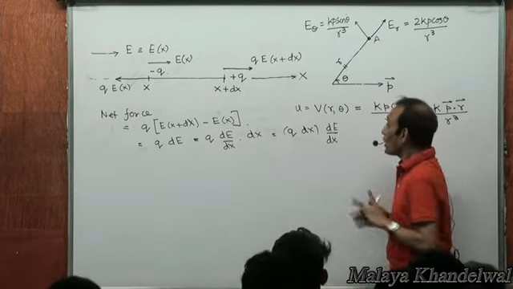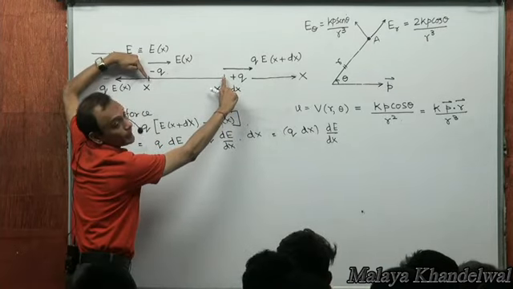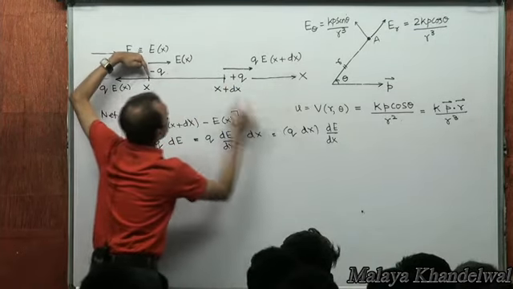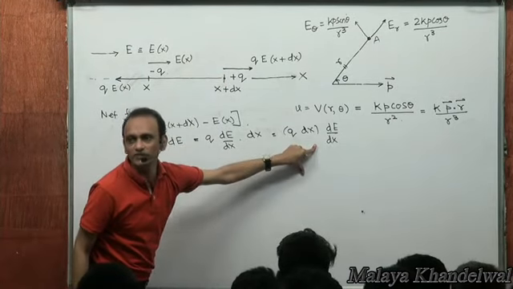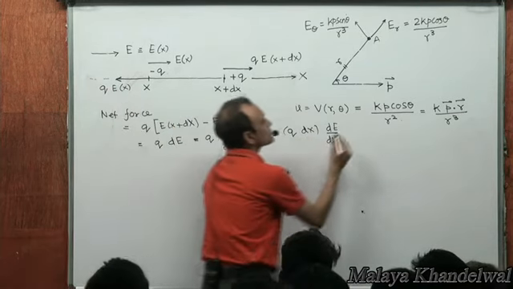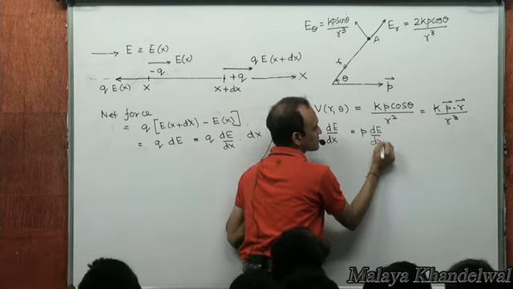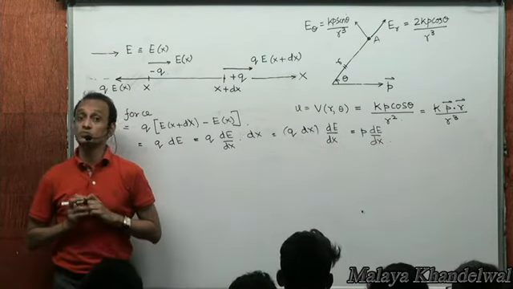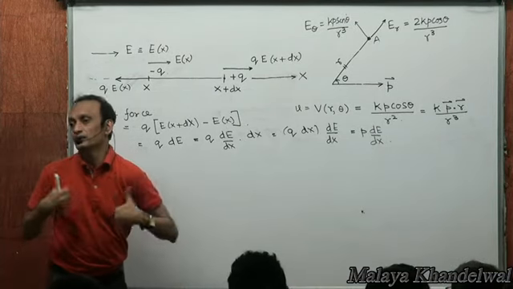Q is the magnitude of charge held by each of the two members of the dipole, and dx is the separation between them. So Q into dx is what? The dipole moment of this arrangement. So this is like P dE/dx. That's the force experienced by a dipole when exposed to a variable electric field.